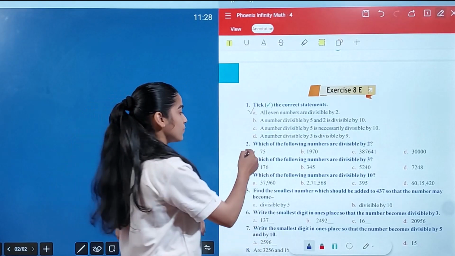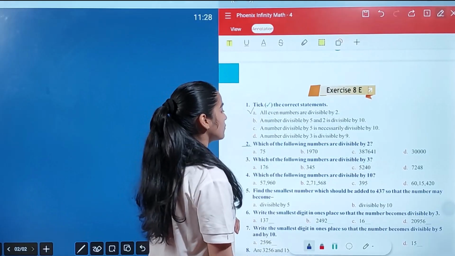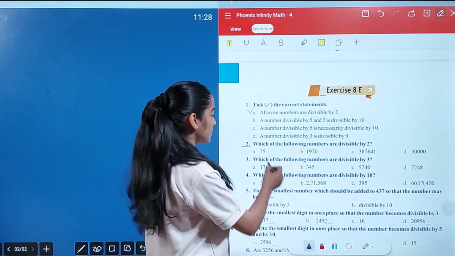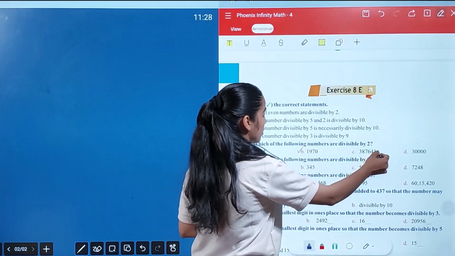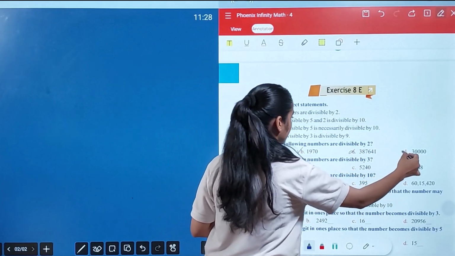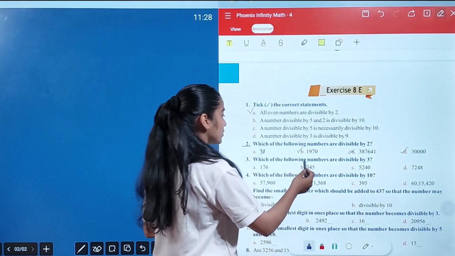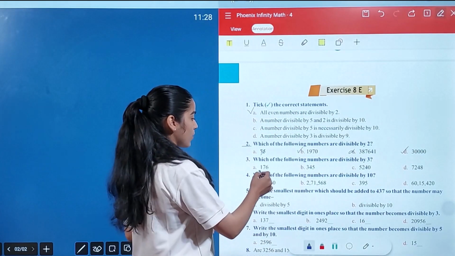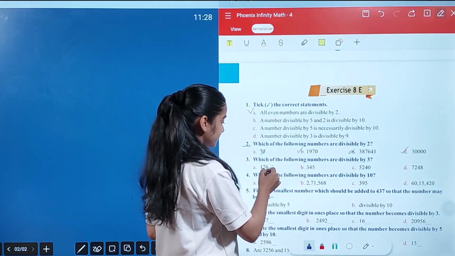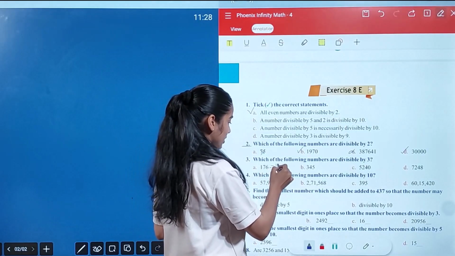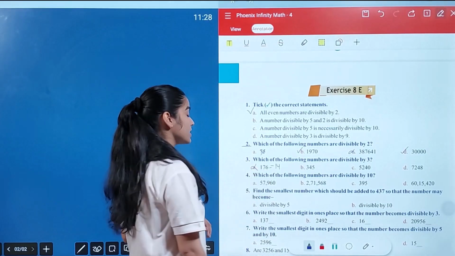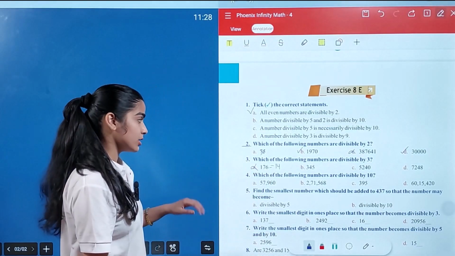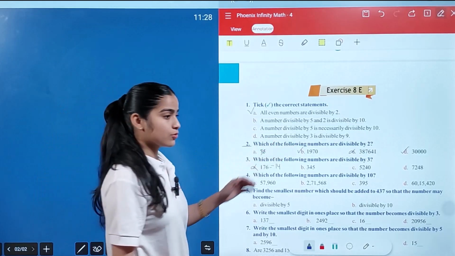Okay. Now we move forward to the second question. Which of the following numbers are divisible by 2? So 75, no. 1970, yes. 1 is an odd number, so no. And 30,000, yes. Which of the following numbers are divisible by 3? So 1 plus 7 plus 6, 8 plus 6 is 14, and 14 is not divisible by 3, so it means 176 is not divisible by 3. Similarly you have to do the rest of the questions you have.